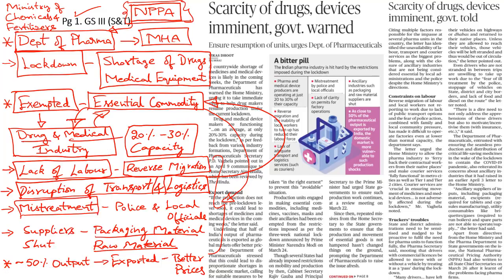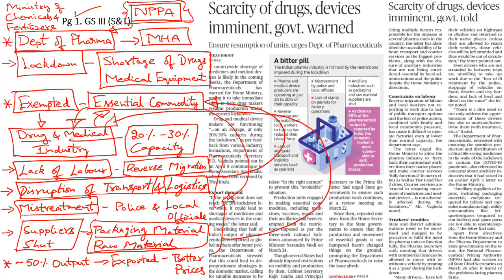So the possibility of being harassed by the police and the local officials and the shutting down of related industries and suppliers has disrupted the availability of packaging material and raw material as well. So these factors have significantly brought down production in factories that manufacture drugs and medical equipment. And these concerns have been flagged by the Department of Pharmaceuticals.